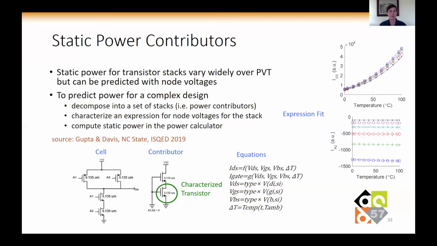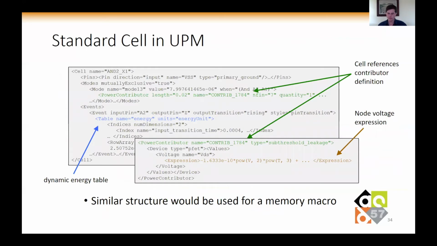Now, for the sake of time, I'm going to leave it there, but I'm giving you a reference to one of the papers that we published that describes this process in much more detail at ISQED last year. So here I'm giving you a brief image of how this static power contributor looks in a UPM standard cell. I've got the characterized node voltage expression down here at the bottom, and in the cell definition, I've got the reference to that contributor model.